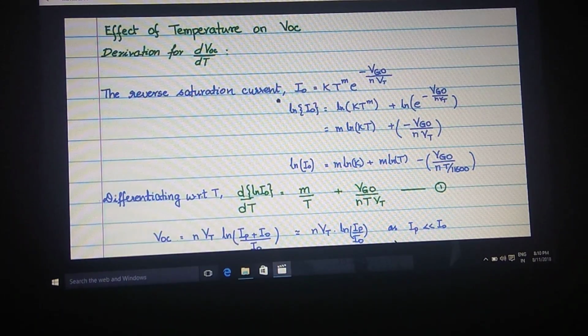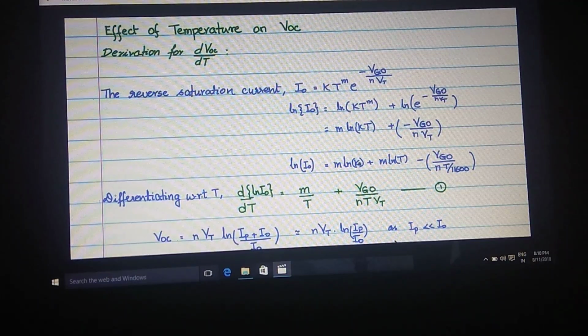The reverse saturation current we saw was given by I naught is equal to k T to the power of m e to the power of minus Vg naught by nVt, where Vg naught is the numerically voltage equivalent of the band gap energy. M is 1.5 for silicon, N is 2 for silicon, and Vt is the temperature equivalent to the voltage. Now for this equation, take the logarithm and you will see that it falls into this kind of a relationship, and the logarithm of I naught is given like this.